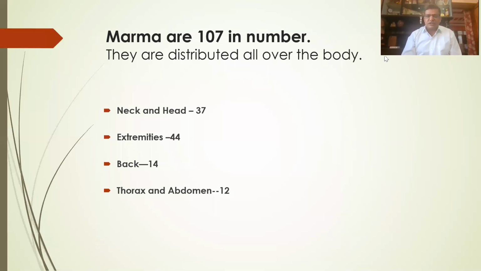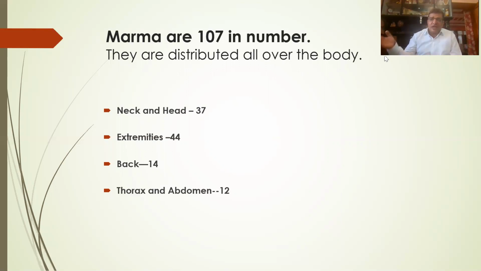So now I'm coming to the Marma points. The Marma points are 107 in number, and they are distributed all over the body. In the neck and head region, they are 37. In the extremities, they are 44. In the back, they are 14. In the thorax and abdomen, they are 12. You can go through these Marma classifications and Marma points in Sushruta Marma Nirdesh Sharira Adhyaya.